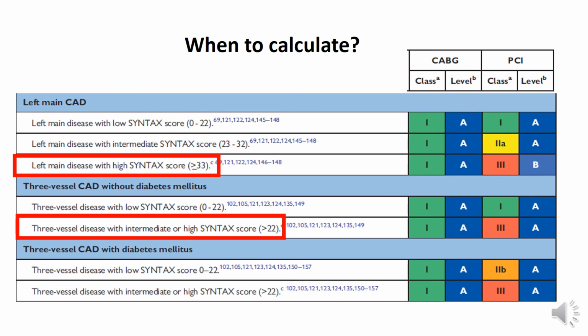Even with a low SYNTAX score, patients with multivessel disease have worse outcomes with PCI due to a higher rate of in-stent restenosis in diabetic patients, and so even with a low score, CABG still has the upper hand in diabetic patients. As we see here, you should be familiar with these scores, so you can calculate them in case of left main or multivessel disease to get more data about the risk-benefit ratio of each treatment strategy for better patient counseling.